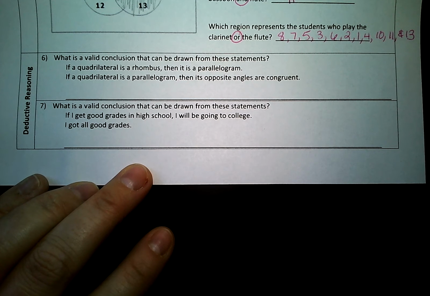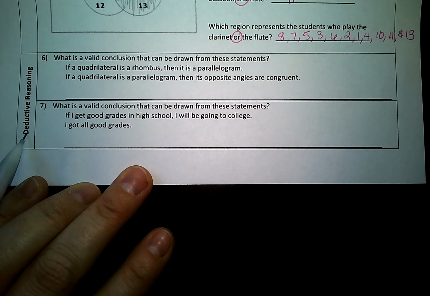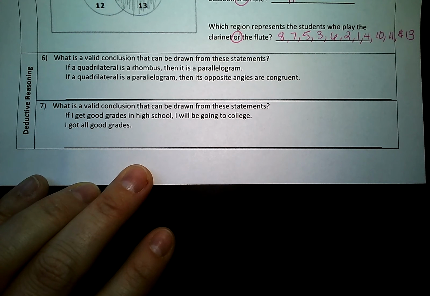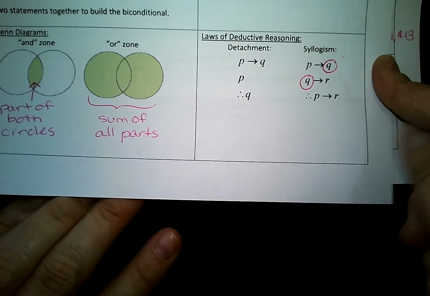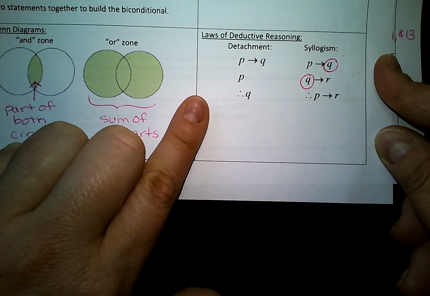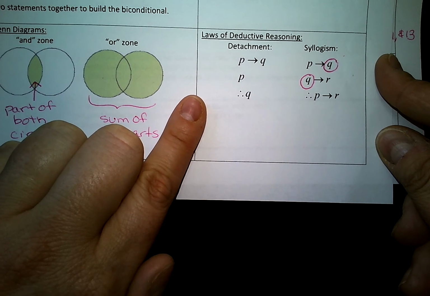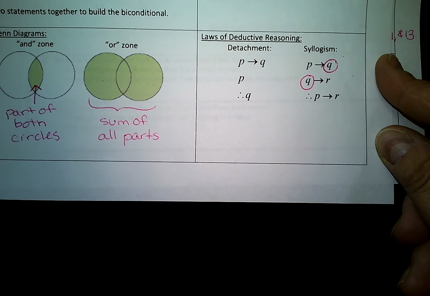Our final practice problems will be working towards understanding deductive reasoning. Remember, there are two laws of deductive reasoning. One is called the law of detachment, which follows the pattern if P then Q, followed by a statement about the hypothesis, concluded with a statement about the conclusion.